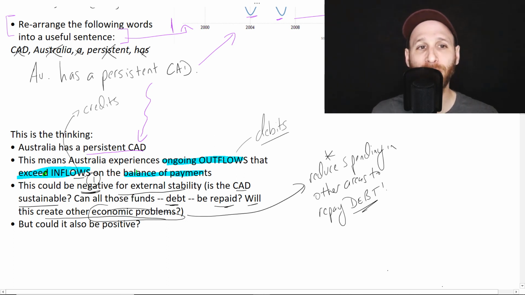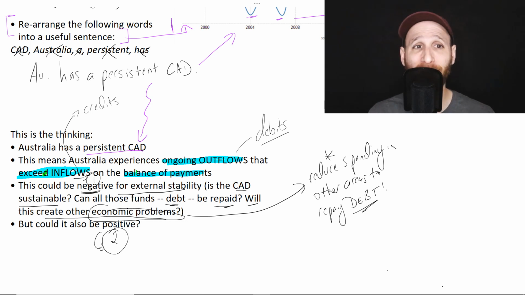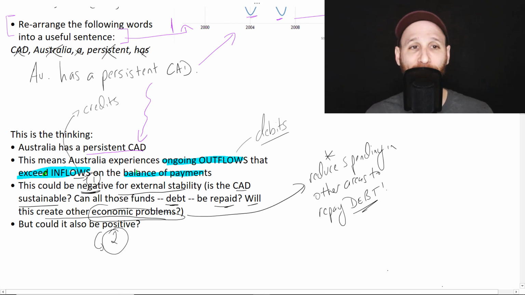But remember, why would you remember? The other view is that actually the CAD could be a positive development. And this is about the Pitchford thesis, the consenting adults thesis, the something doctrine in the UK. I've got it later on. That's a totally different perspective. But the idea is we've got two views on the CAD and external stability. One, it's terrible. Two, it could actually be all right. Let's have a look at those in turn.